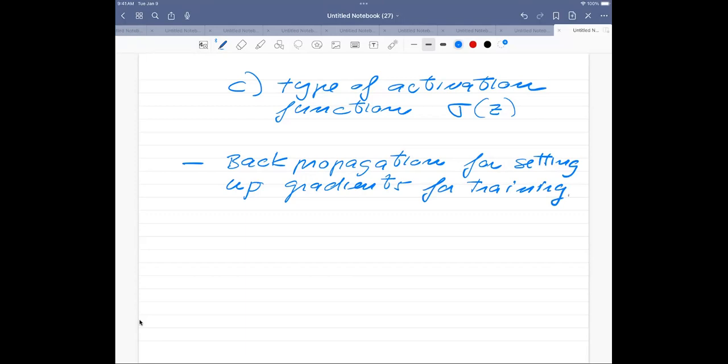So this is an algorithm which we are going to derive and set up, and you would have to implement that in your code in project number 2.